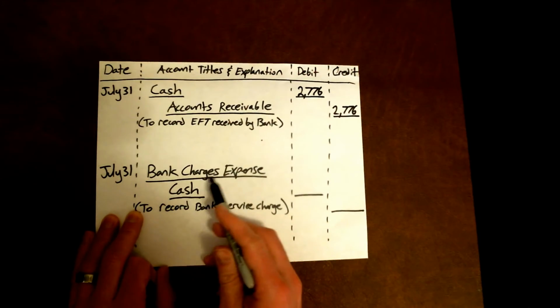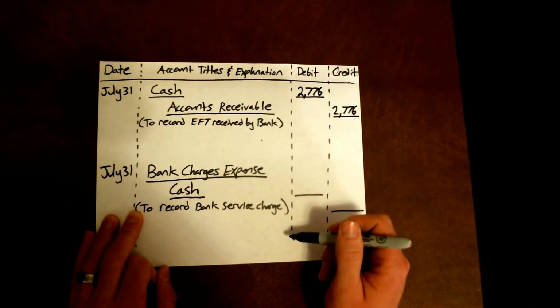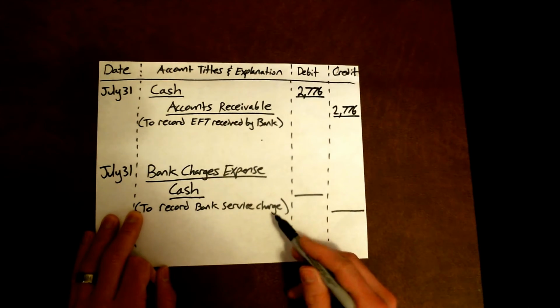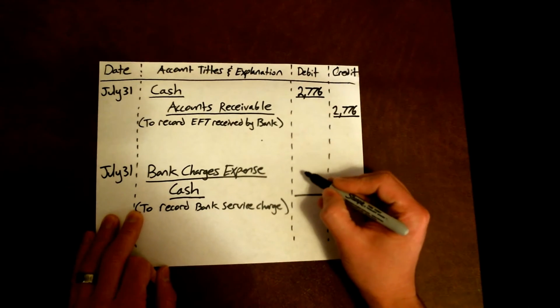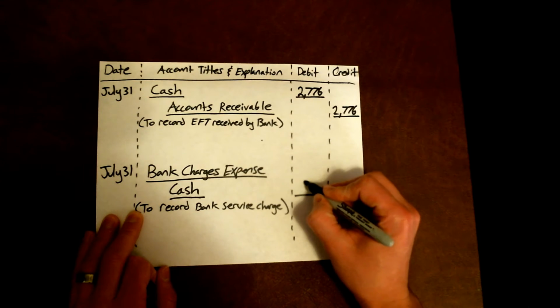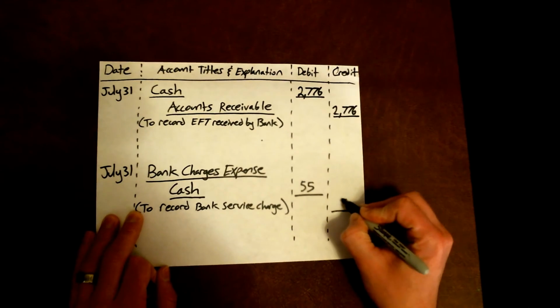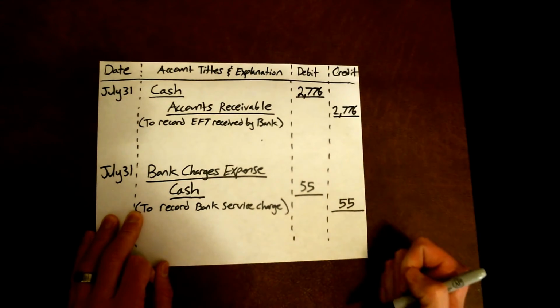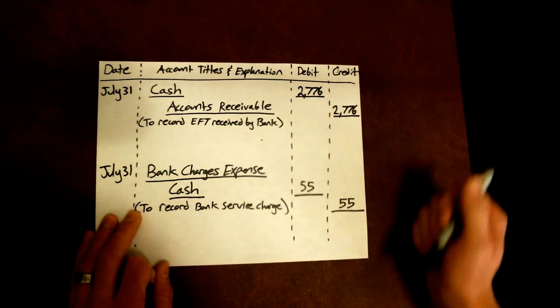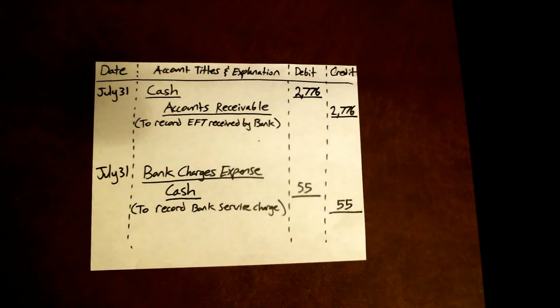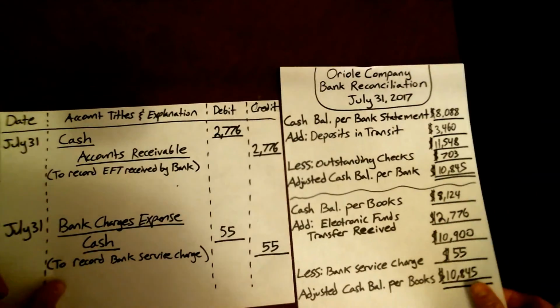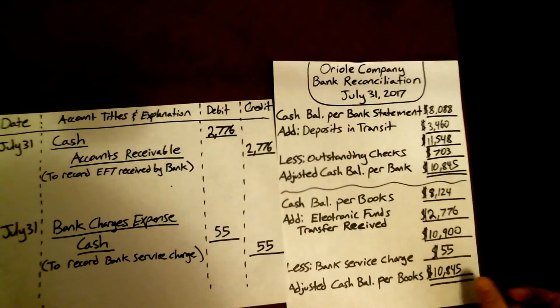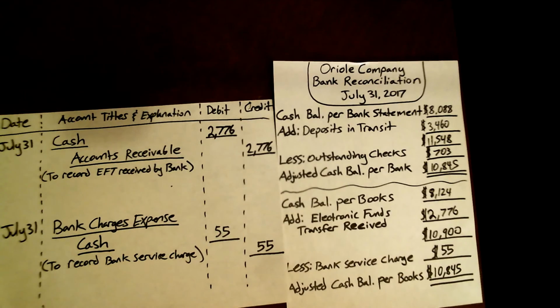Last of all, we make an adjustment to record the bank service charge. This charge will increase or debit the account bank charges expense by $55, while simultaneously decreasing or crediting the company asset cash by $55. And with that, the problem is solved. The bank statement is reconciled, the adjusting entries were made on the company's books for record, and that is all we needed to do.